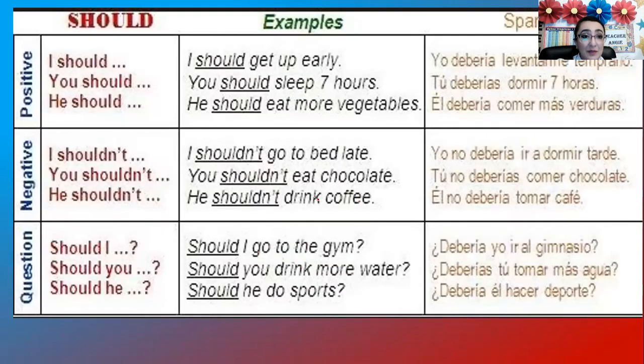And here you have some examples. I should get up early. You should sleep 7 hours. He should eat more vegetables. I shouldn't go to bed late. You shouldn't eat chocolate. He shouldn't drink coffee. Should I go to the gym? Should you drink more water? Should he do sports? Saying yes, no, and asking some questions with should.